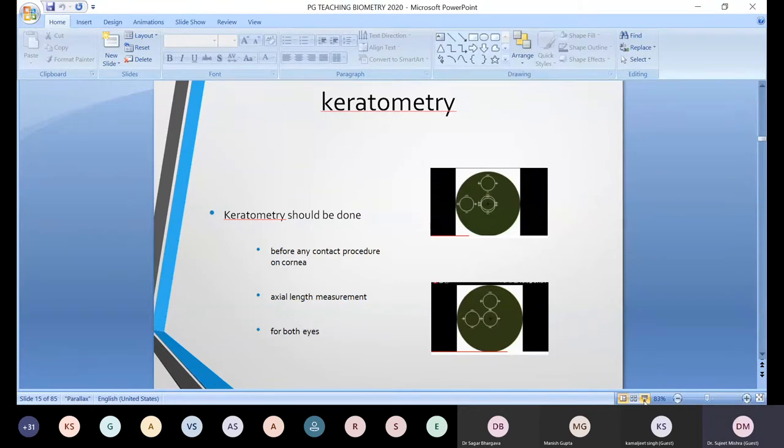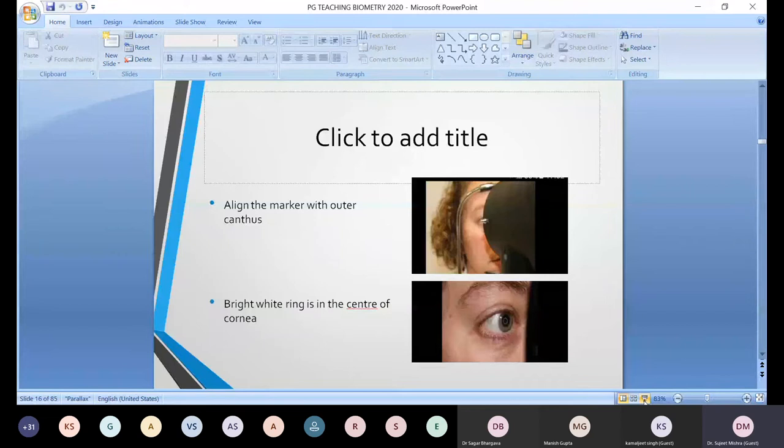Then keratometry should be done before any contact procedure and axial length measurement, and it should be done for both eyes. When you are taking the measurement, remember the silver colored metallic marker, the arrow. That should be placed at the level of the outer canthus. That will help you in aligning the mires centrally. And then from outside, you should look at the bright ring, whether it is positioned in the central cornea or not.